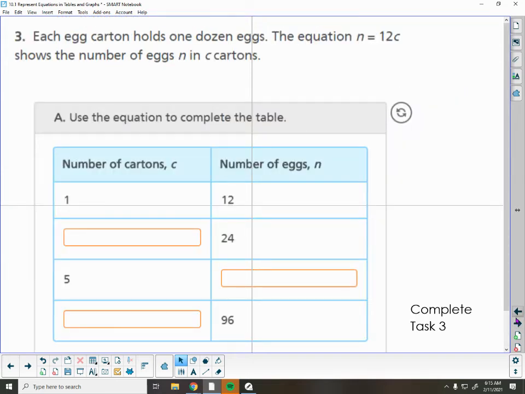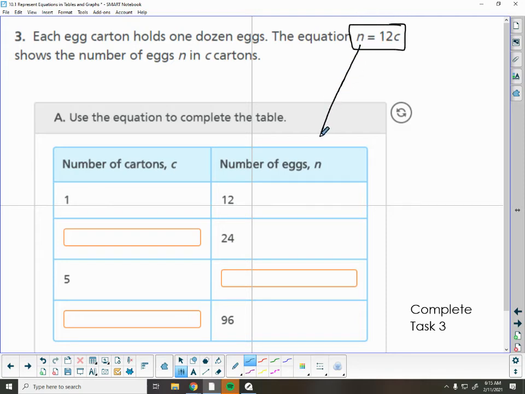Okay, task 3 tells us that each egg carton holds 1 dozen eggs, so 12 eggs per carton. The equation of N equals 12C shows the number of eggs in C cartons. So we want to use this equation here.